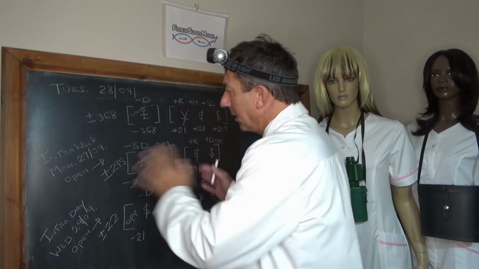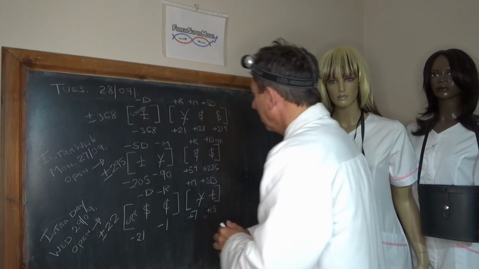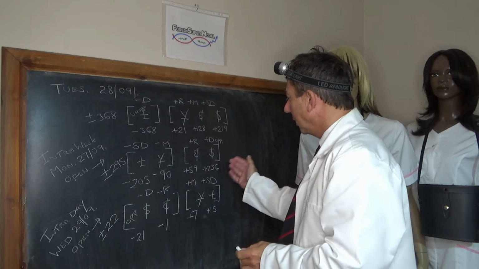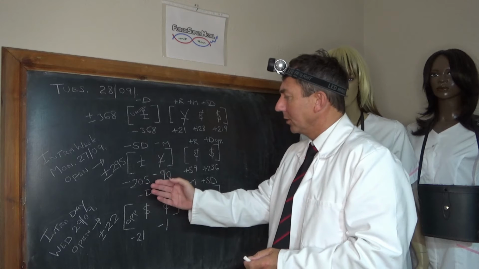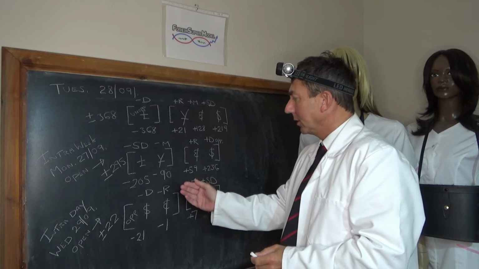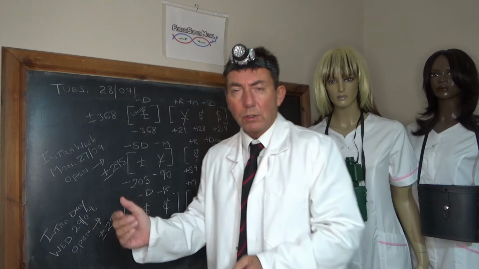Intra-week then, this is from Monday the 27th to about 15 minutes ago. We've got a positive opposed driver in the dollar at plus 236. Front and back door flows mainly coming out the pound at minus 205, out the yen at minus 90, and the euro is the positive rock at plus 59. Activity plus or minus 295.